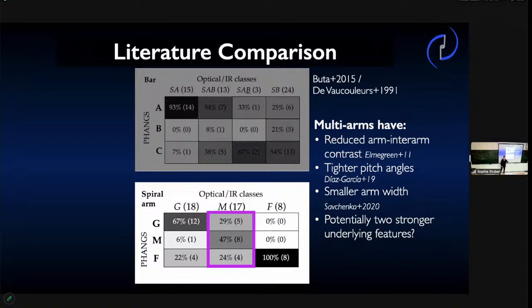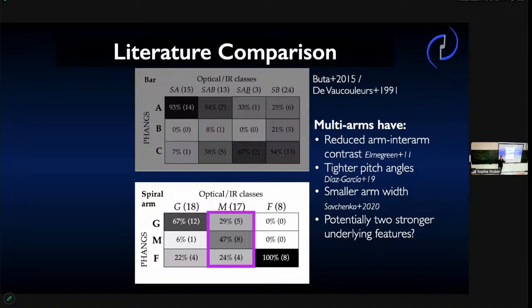On the other hand, molecular gas responds to the underlying features. So if in a multi-arm system there are 2 arms that are stronger, it could also be that, because the molecular gas responds to these better, we see these 2 arms especially in the molecular medium. We don't know exactly what's going on here, but those would be some of the explanations. But multi-arms are a little special anyway.